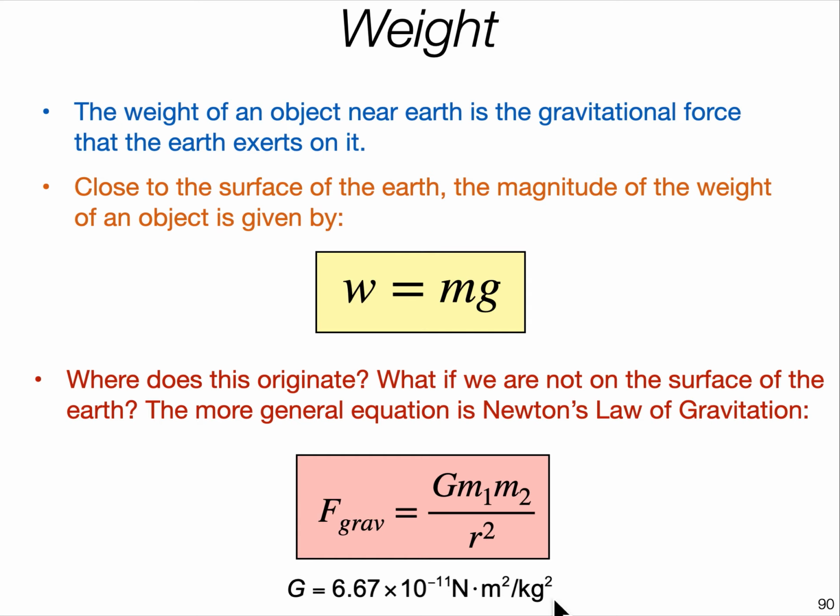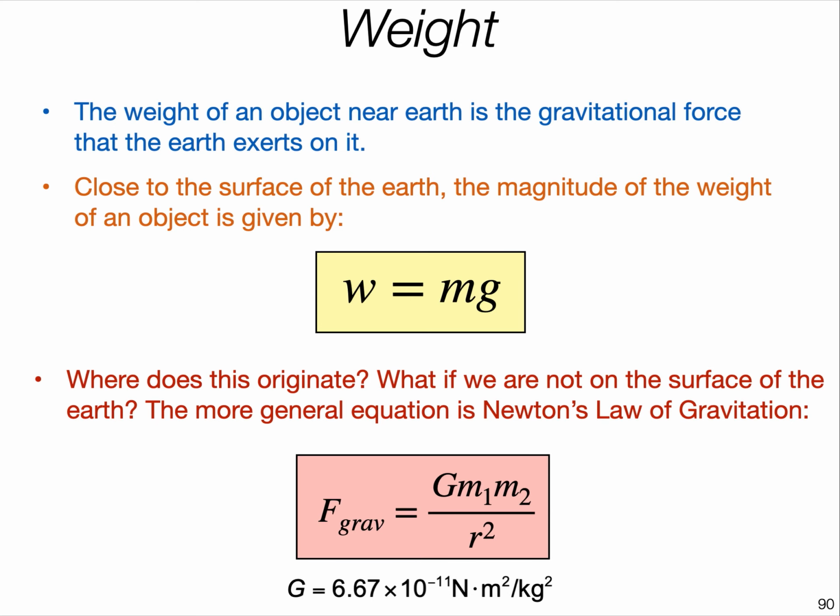Again, this equation is the force of gravity acting on an object. Say I have object 1 and object 2, so this is the force of gravity on object 1 due to object 2, or the force of gravity on object 2 due to object 1. It depends on this constant capital G, which is 6.67 times 10 to the minus 11 Newton meter squared per kilogram squared, multiplied by the mass of object 1 times the mass of object 2, divided by the distance between those two objects squared. So this is our more general equation for the force of gravity.